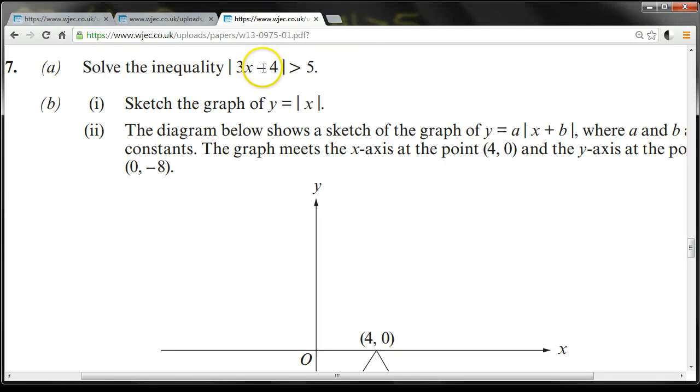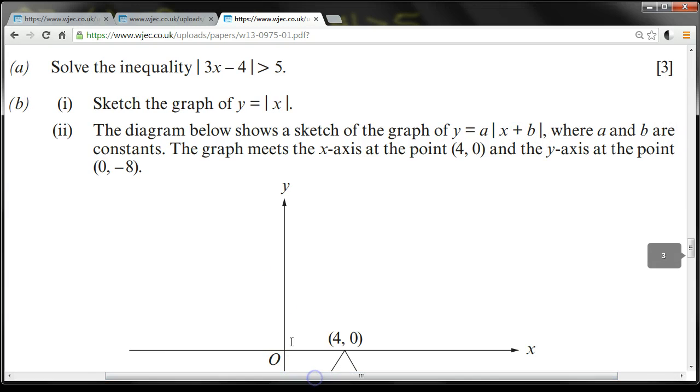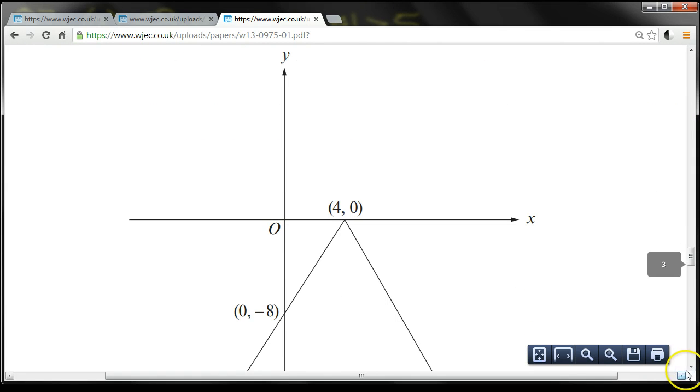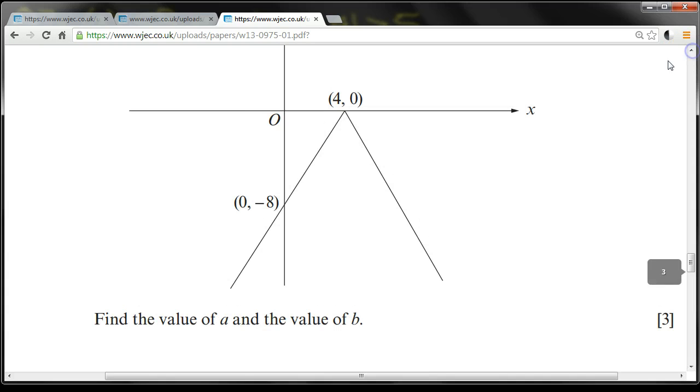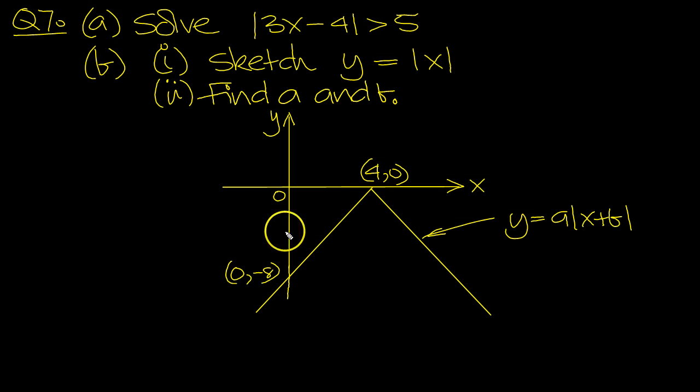Solve this inequality. Sketch the graph of y equals modulus of x, part 1 of b. Part 2, the diagram below shows a sketch of this function here, where a and b are constants. The graph meets the x-axis at (4, 0), and the y-axis at the point (0, -8). Find the value of a and the value of b. So I've got the question summarized here then.